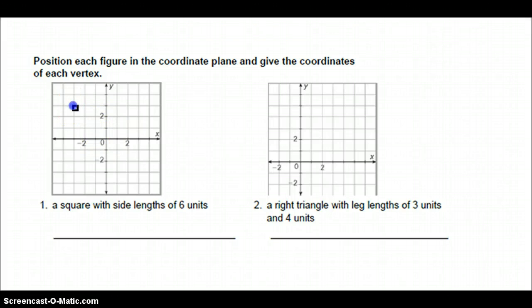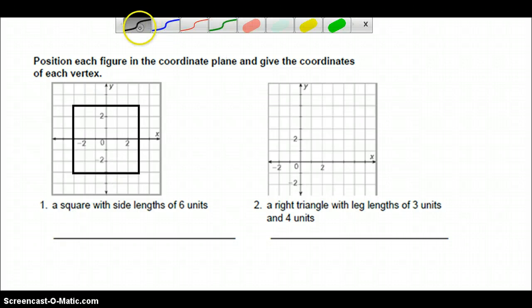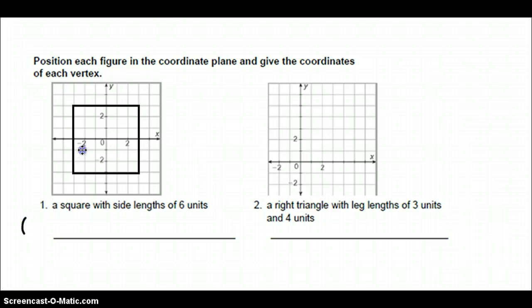So I'm going to make my square 6 by 6, 3 on either side of the x-axis, 3 on either side of the y-axis, makes it 6 by 6. Well, then the next thing we need to do is talk about the coordinates. All right, we would have coordinates (-3, 3), (3, 3), (3, -3), and lastly right here, (-3, -3).